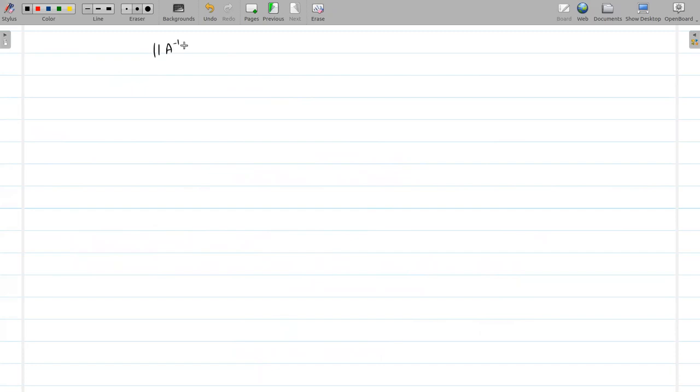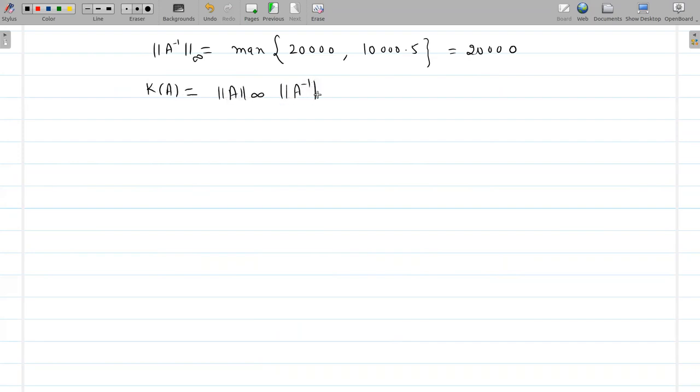Norm of A inverse, so how will you find it? Maximum of, take modulus and add first two entries, first row 20,000, then second row that is 10,000.5, and you can check that 20,000 is bigger. This is the maximum now. So now condition number is norm of A multiplied by norm of A inverse.